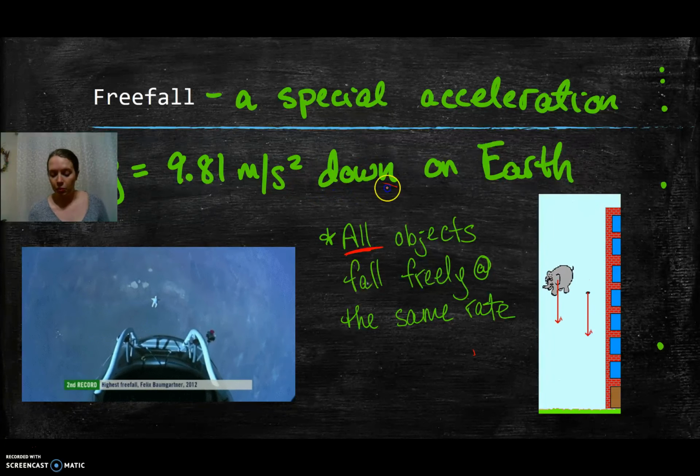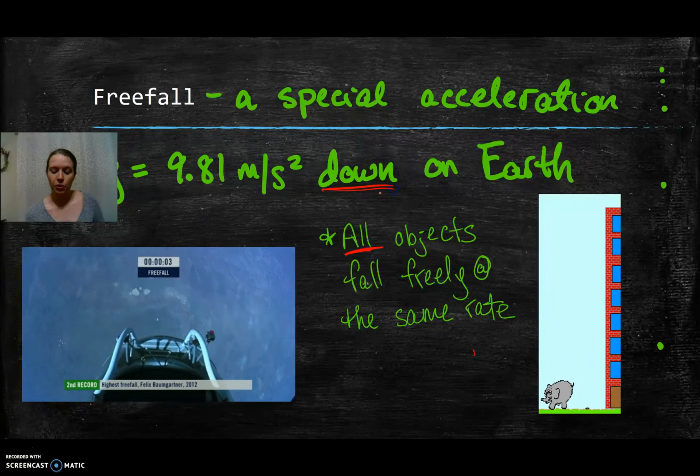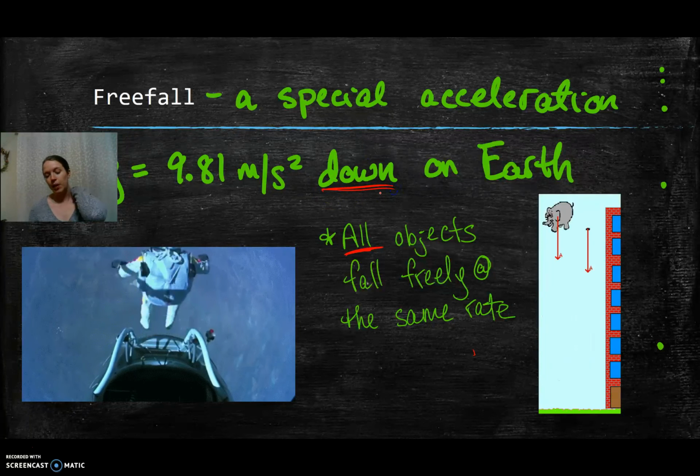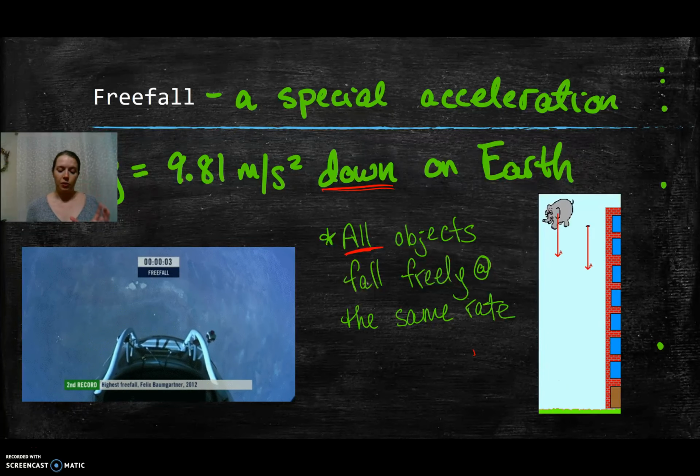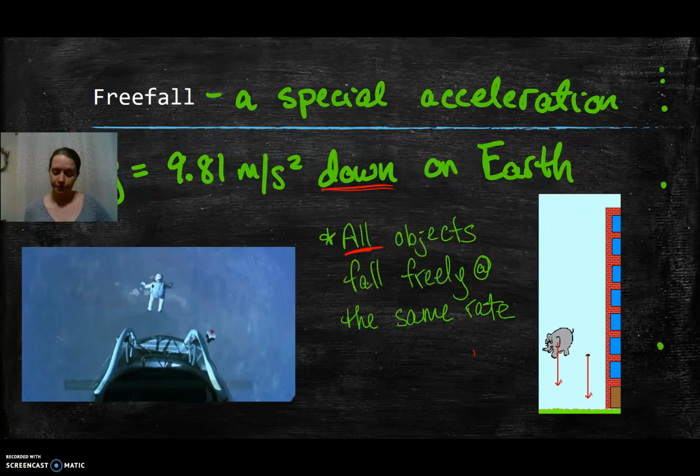Now, down is going to become really important, and sometimes we'll call down negative, sometimes we'll call down positive, just like we saw in the previous video. Orientation and coordinate system is super important.